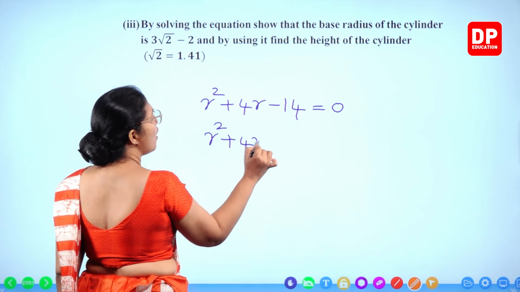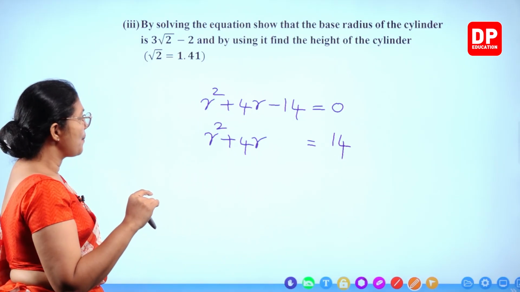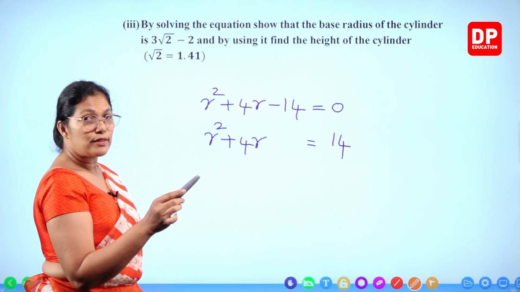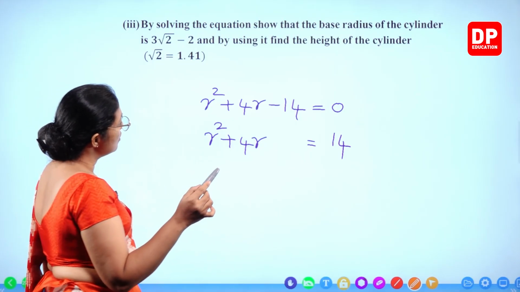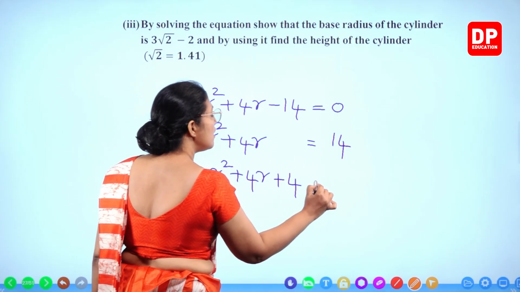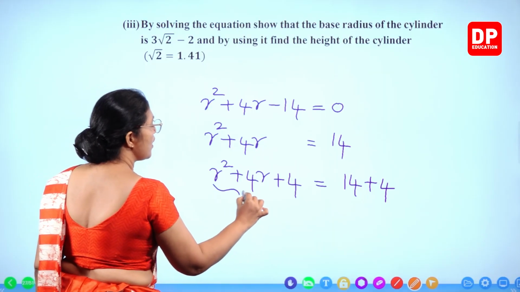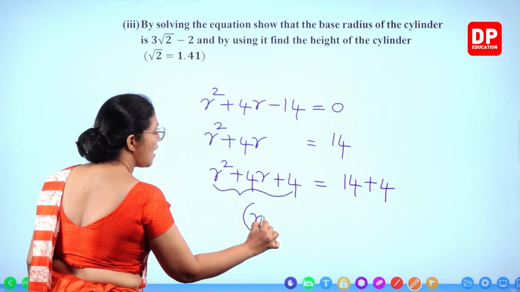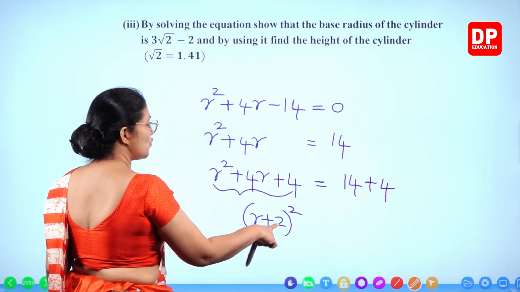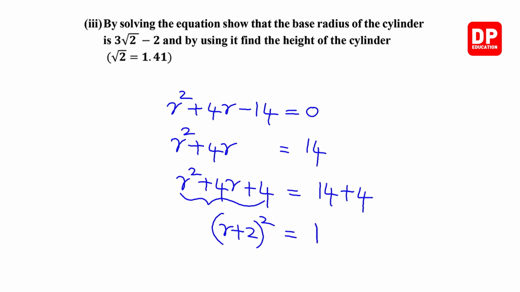R squared plus 4r is equal to plus 14, when you take minus 14 to the other side. Now how do you make a square term? Divide the r term by 2. That's 4 divided by 2 is 2. Square it. That's 4. To make a perfect square, you have to add 4. Do the same thing for the other side because this is an equation. Then how can you write this one as a square term? This is r plus 2 squared, because square root of 4 is 2, square root of r squared is r. Then that's equal to 14 plus 4.